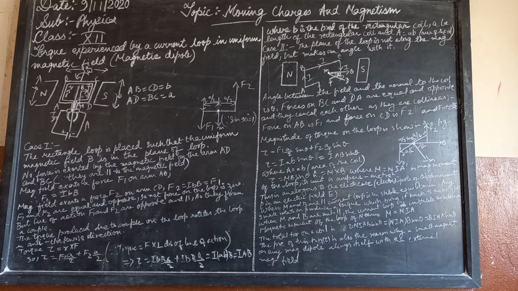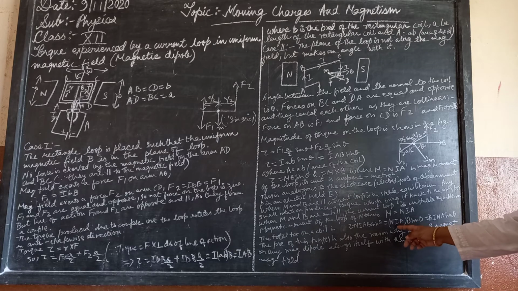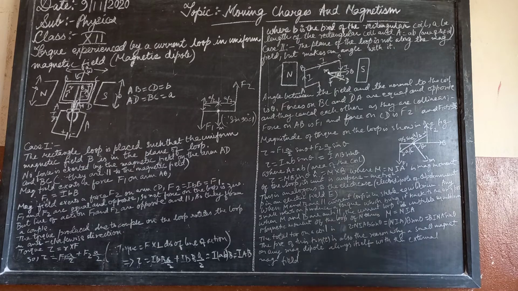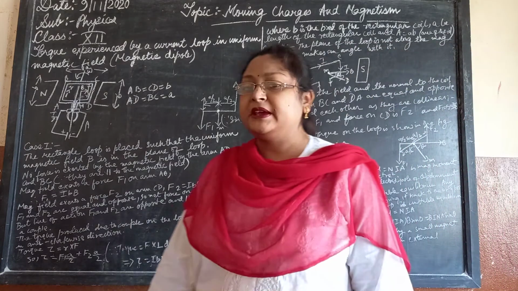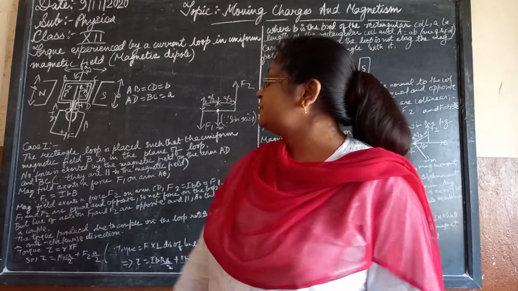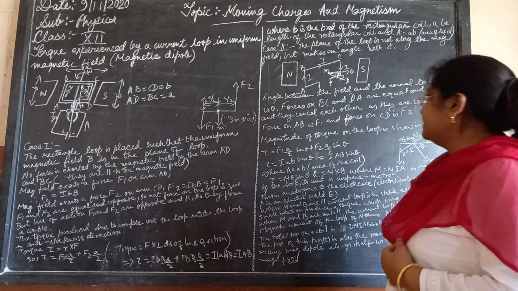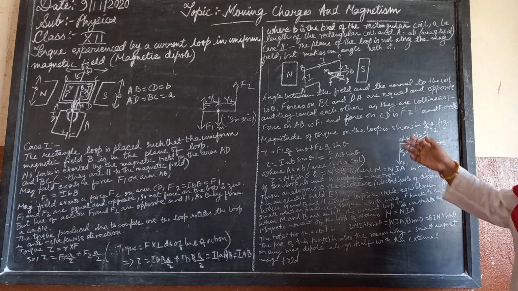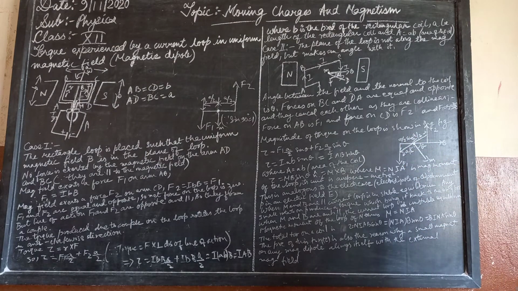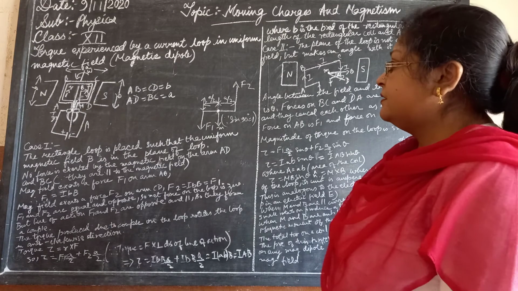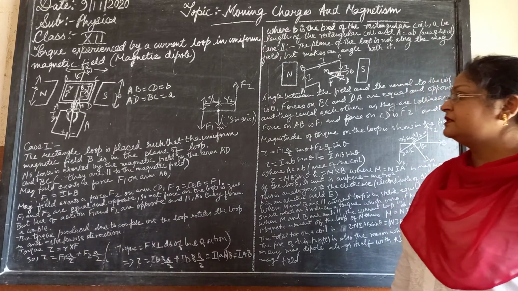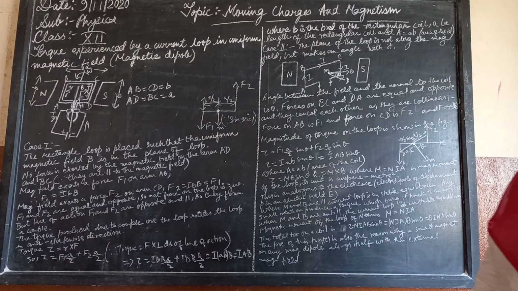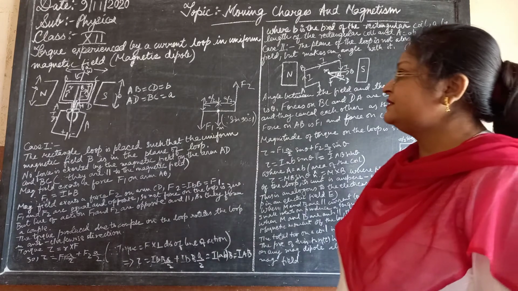Then m is equal to N I A, and thus the total torque on the coil will be given by this value. I hope this torque has been very well understood by you. Here it has been told that the loop is moving in the anti-clockwise direction.